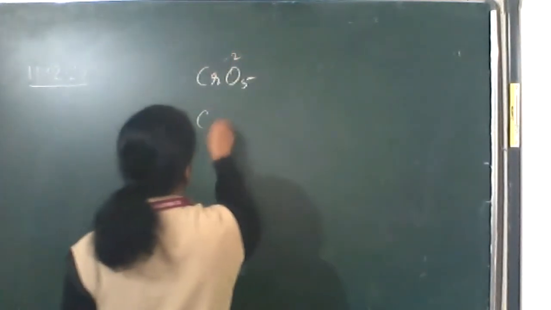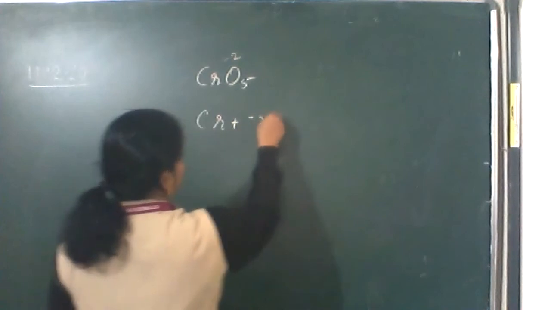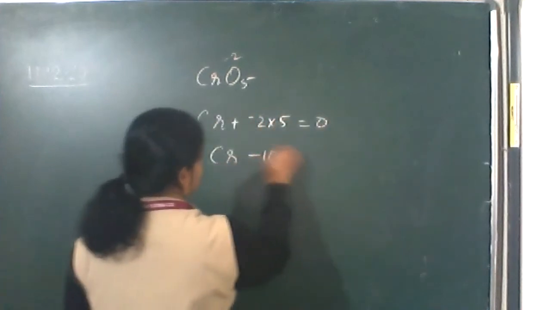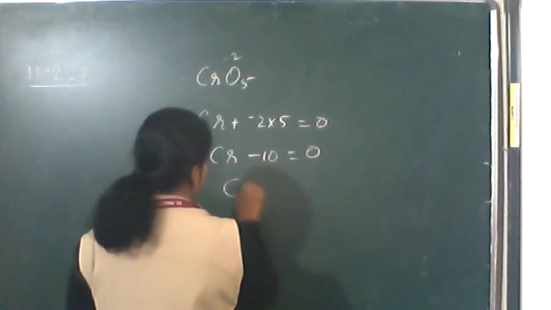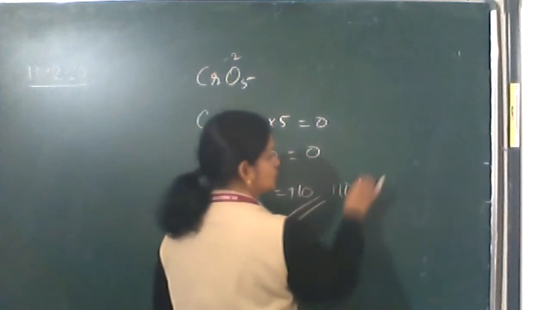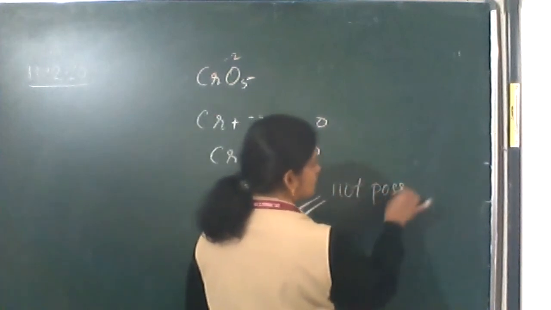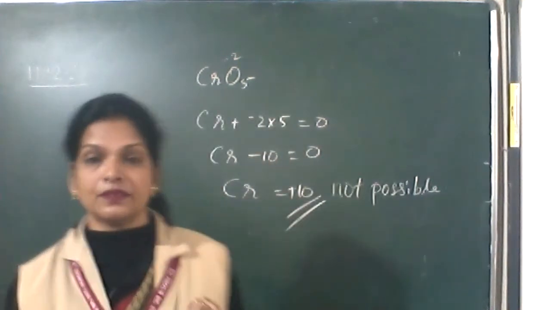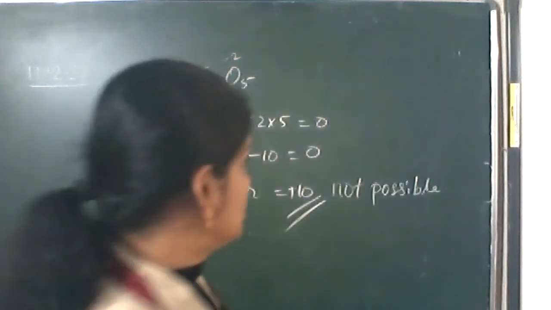Let's find out. O is minus 2. Cr plus minus 2 into 5 is equal to 0. Cr minus 10 is equal to 0. Cr is plus 10. This is not possible. So to account for the fallacy, we go for the structure.